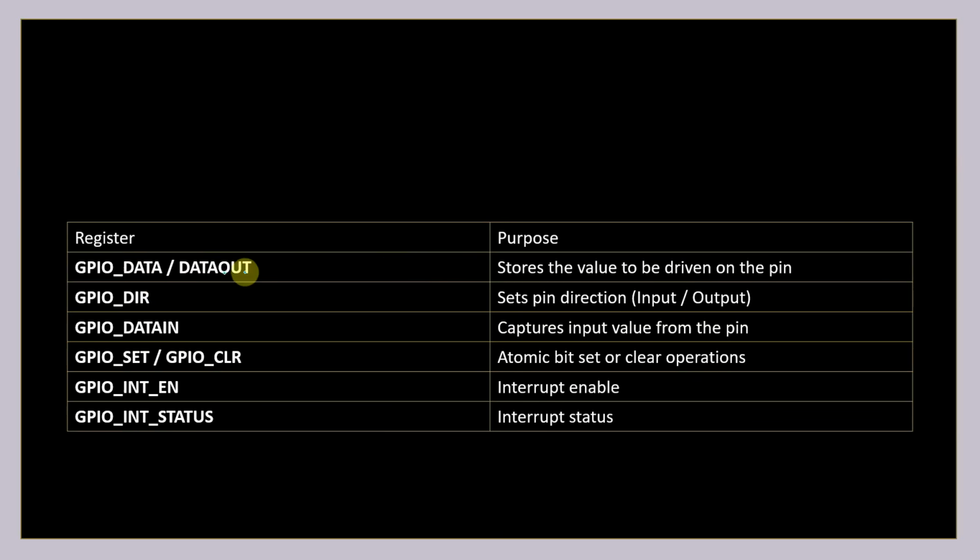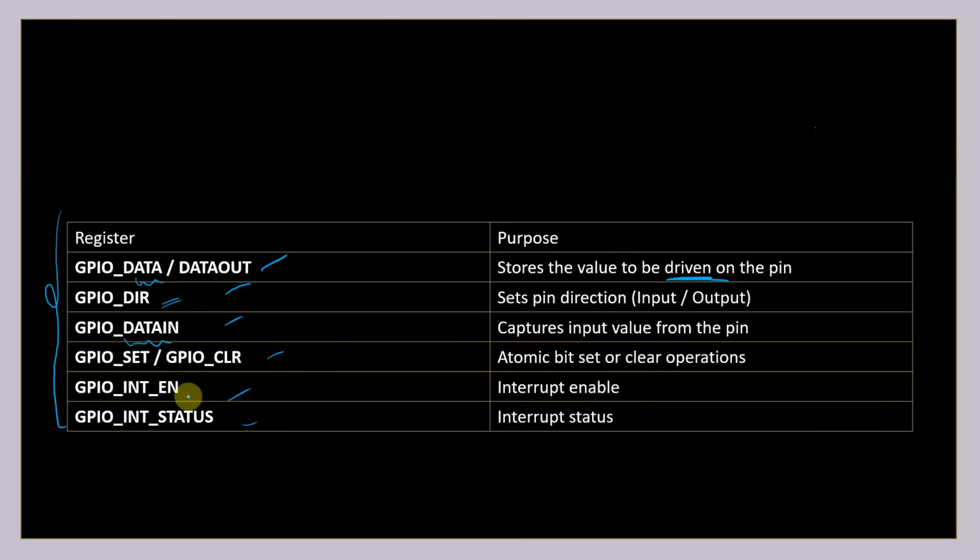Coming to this particular APB bus interface, I'm going to have these registers. We are going to implement these registers in our RTL code also. The particular meaning of these registers we are going to discuss tomorrow. For example, the data register is going to store the data which is going to be driven, and the direction register is going to decide what should be the direction. The data in register is going to store the data which you are going to get from the output, and set or clear is an optional pin. This we will discuss tomorrow.